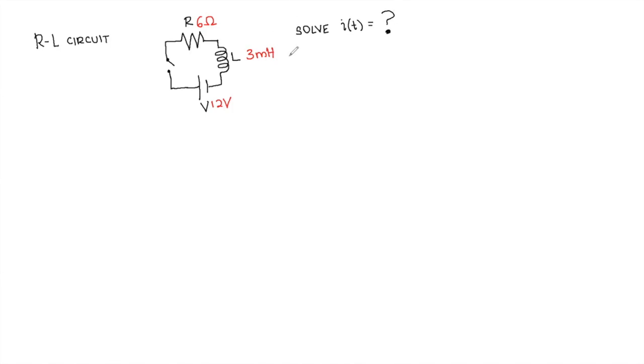Now, in order to do this, you are being given a formula for RL circuit, which is R multiplied with the current itself, i(t), plus the inductance L times di/dt, is equivalent to the voltage, which is V. So the first step is that we need to substitute the values in the given variables. So R here is 6 multiplied with i(t) plus 3 milli, which is 0.003, di/dt, or i'(t), is equivalent to V, which is 12.